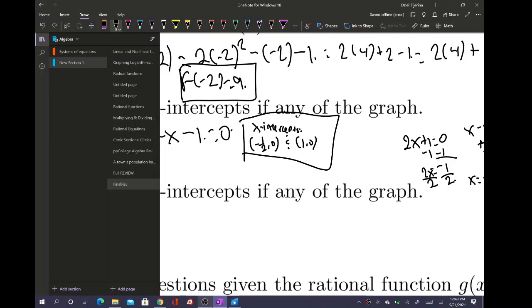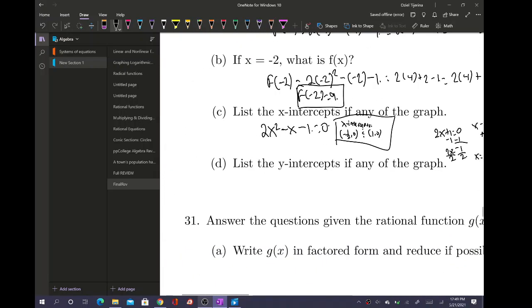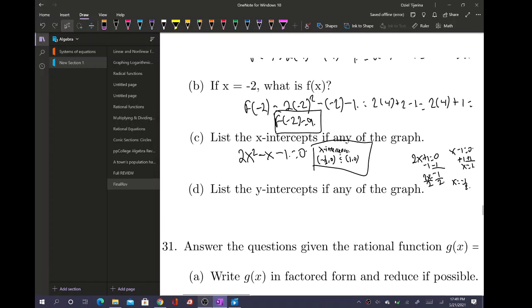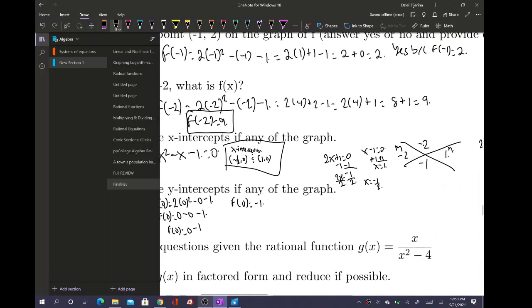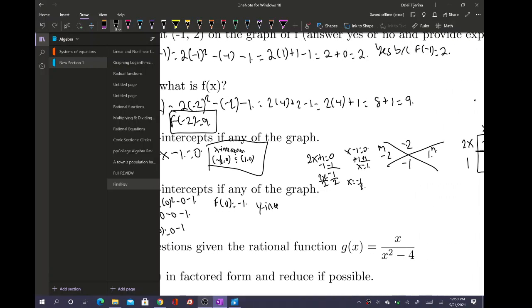Then it says, list the y-intercepts, if any, on the graph. This is where the y-intercept is when you set x equal to 0, so 0 comma y, whatever it is. So you say f of 0 equals 2 times 0 squared minus 0 minus 1, which is 0 minus 0 minus 1, which is 0 minus 1. So f of 0 equals negative 1. So the y-intercept is 0, negative 1.